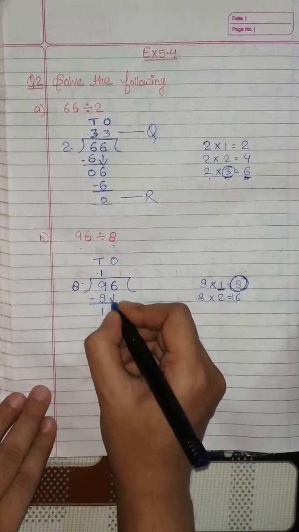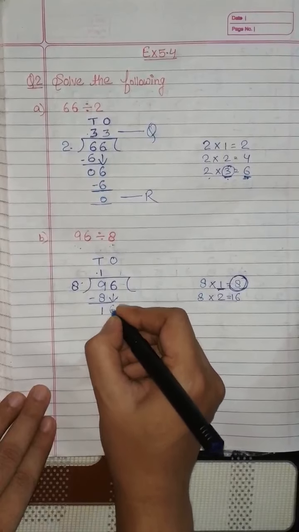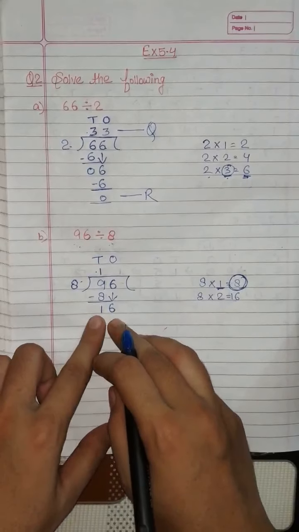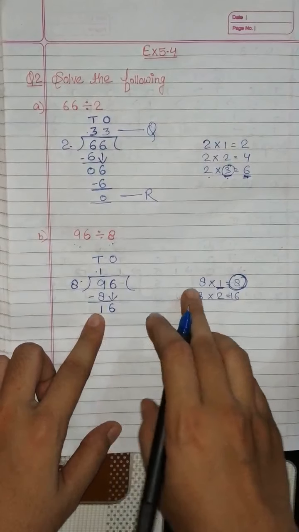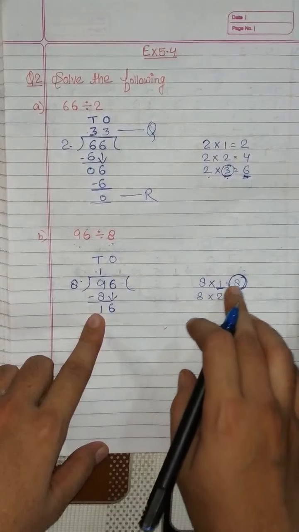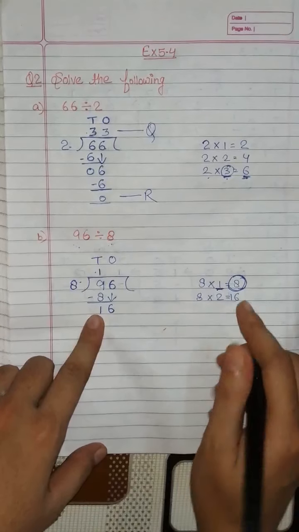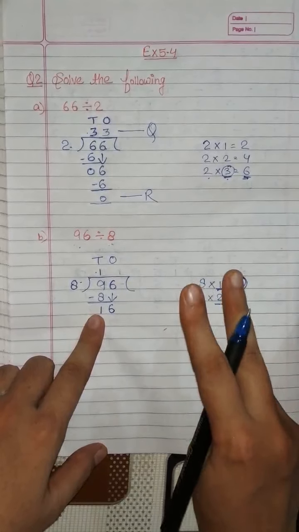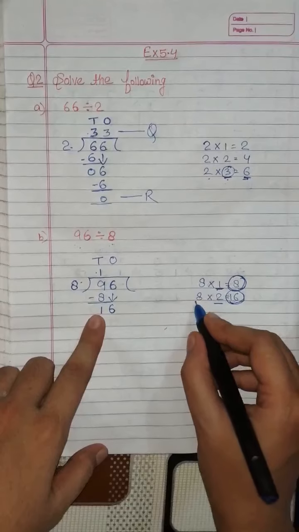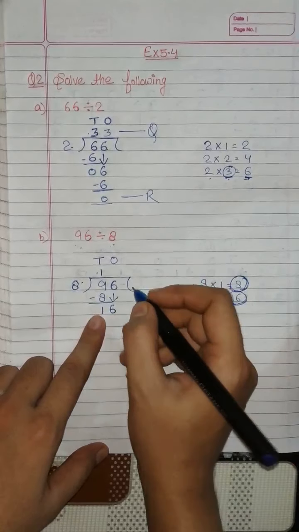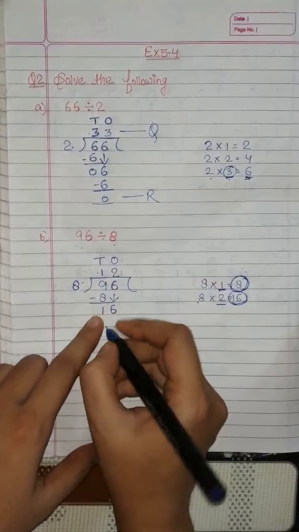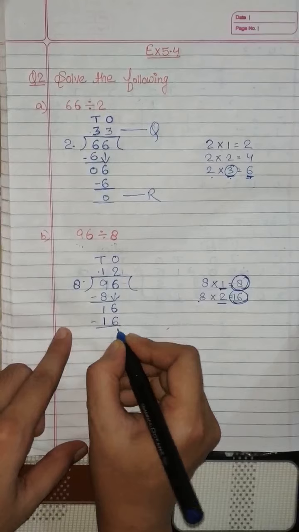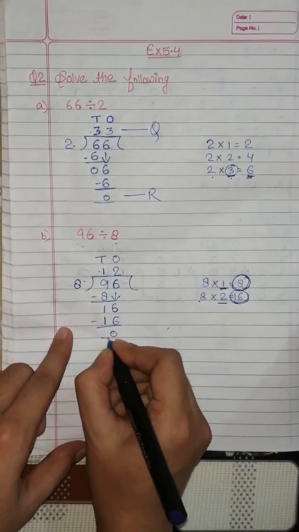Next step, we'll bring down the next digit, that is 6. So you can see now what is the number? It's 16. Let's read out the table of divisor once again. 8 ones are 8, 8 twos are 16. I'm getting the number 16, right? How many times? 2 times. मुझे 16 मिल रहा है डिवाइजर की टेबल में. कितने times? 2 times. So I'll write 2 here in ones place and I'll write 16. Then we'll subtract 16 minus 16, that is 0.